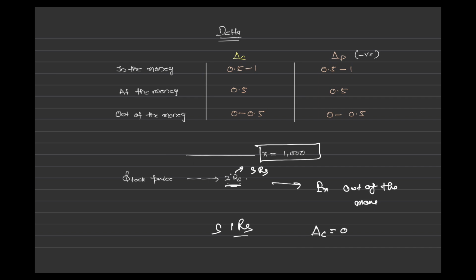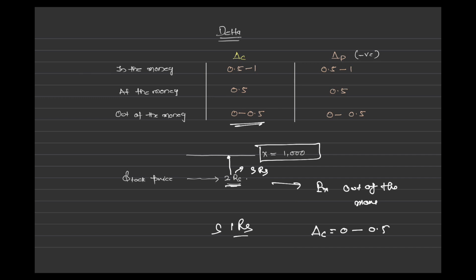Till it reaches at the money, the delta of call is very near to zero or falls between 0 and 0.5. Therefore, I've written that for an out of the money call or put option, delta is between 0 and 0.5, because the change in the stock price does not impact the call or put price when it is out of the money. However, whenever it is at the money, there is a chance that it will become in the money, so it starts impacting. Therefore, the delta of call is 0.5 and the delta of put is negative 0.5.